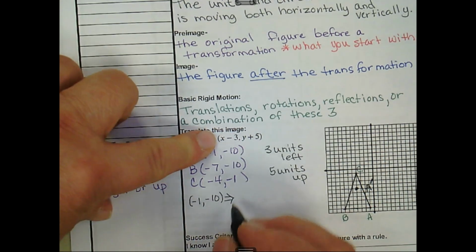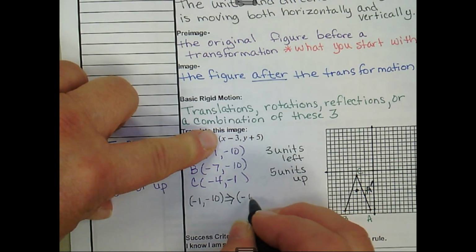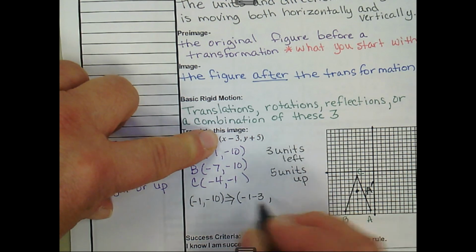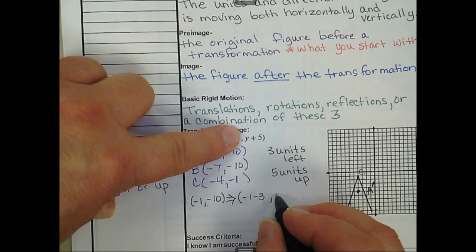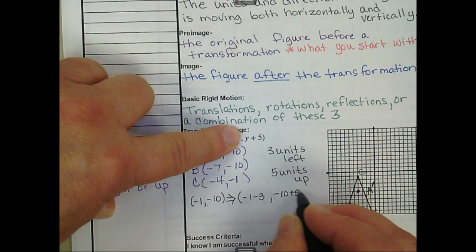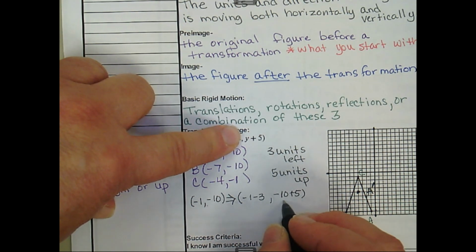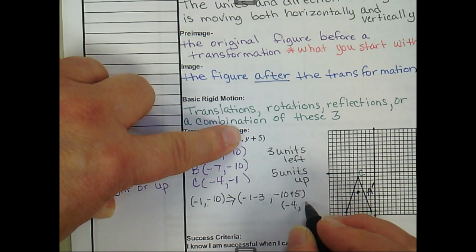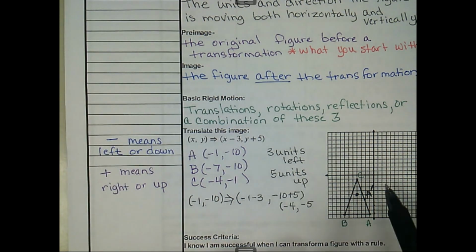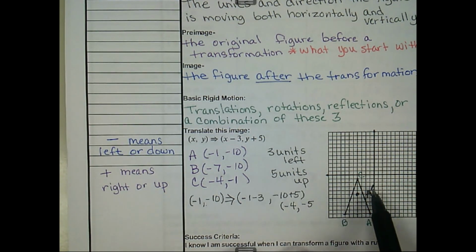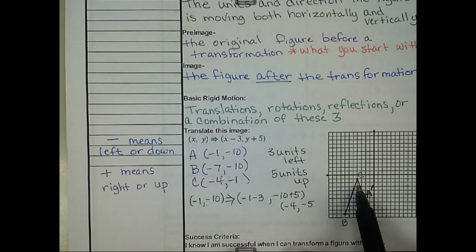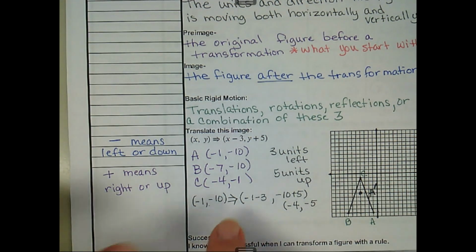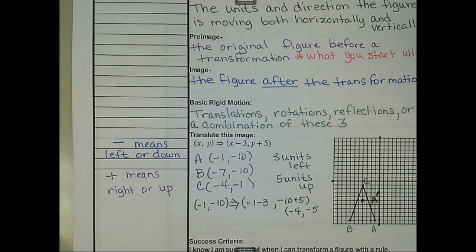Okay, what do I do to my x? I subtract 3. -1 minus 3. What do I do to my y? I add 5. -10 plus 5. And that gives me the point -4, -5. And is that where I'm at? -1, 2, 3, 4. And then I go down 1, 2, 3, 4, 5. So as you can see, you can either count as you're doing it, or you can apply the rule and find the next one that way.